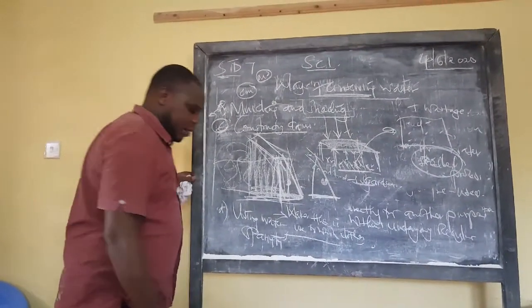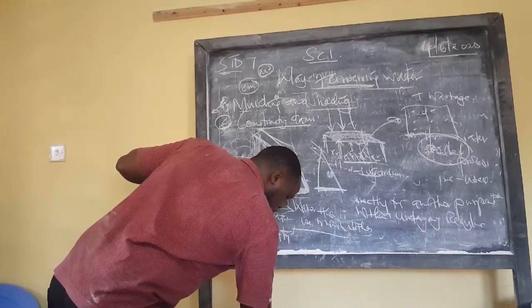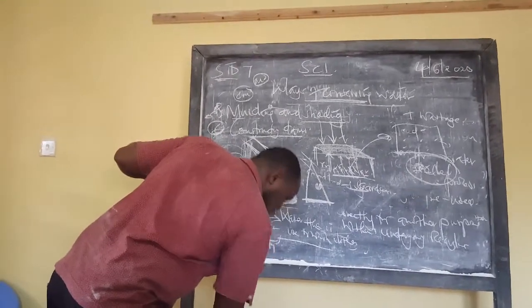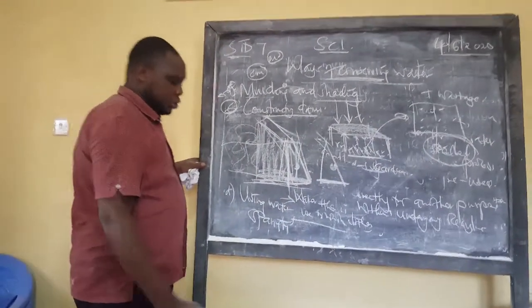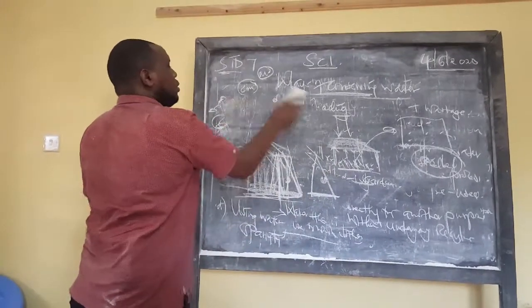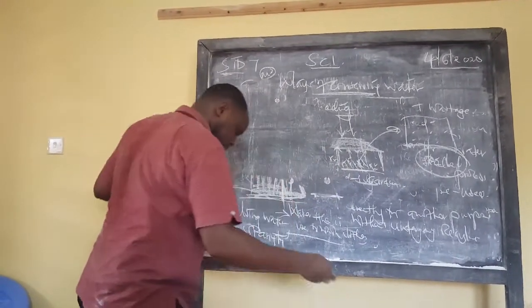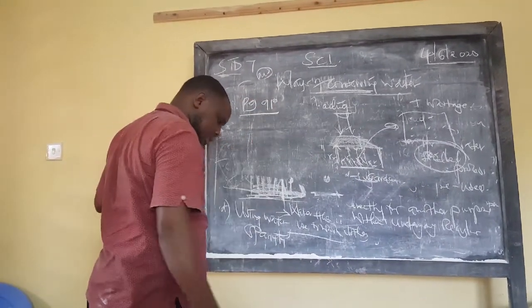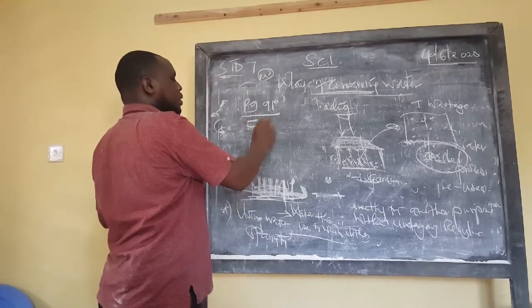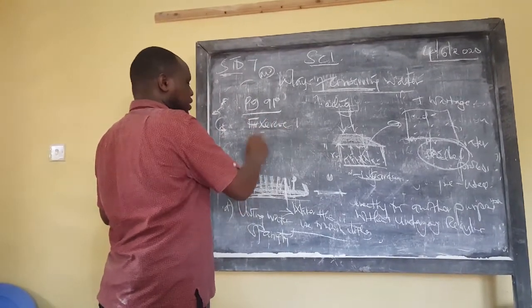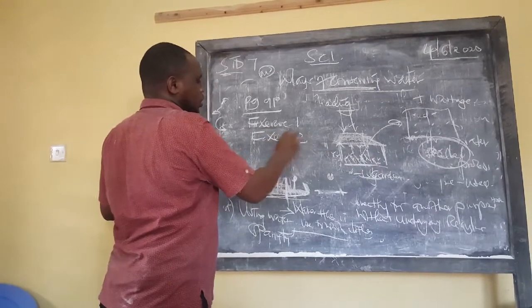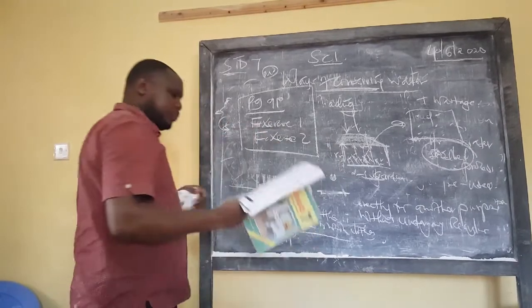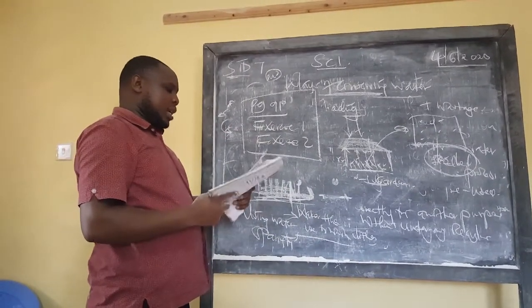So until next time, learner, I want to give you some work, about 10 plus 20 questions. On page 91, in Primary Science, you do revision exercise 1 and revision exercise 2. This is very important for you, learner, to be able to do. Maybe I do 2 questions with you, then I leave you to do the rest.